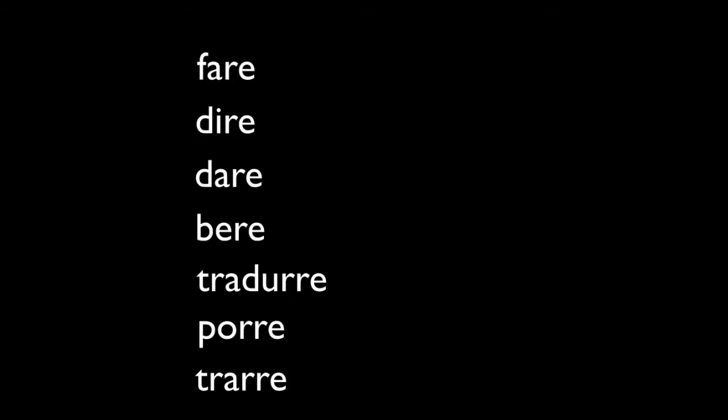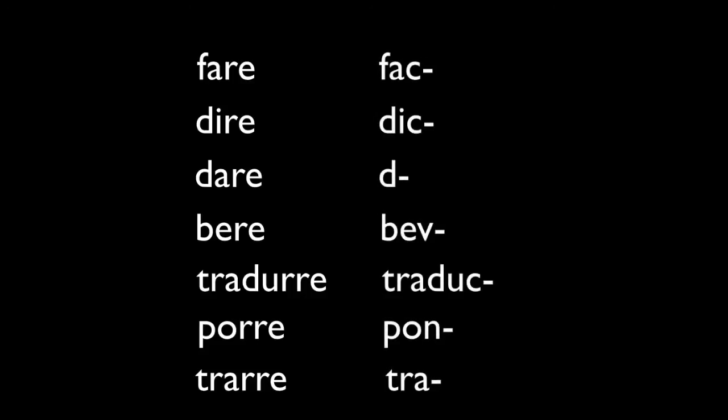Here's some other highly irregular ones. Fare, dire, dare, bere, tradurre, to translate, porre, to put down or to place, trarre, to pull out. These have irregular stems, like FAC, and even though it's fare with an ARE, you use the ERE endings with it. So just get these copied down, and you'll be able to form them once you learn the stems. Again, these are just very common verbs, so it makes sense to spend some time learning them.